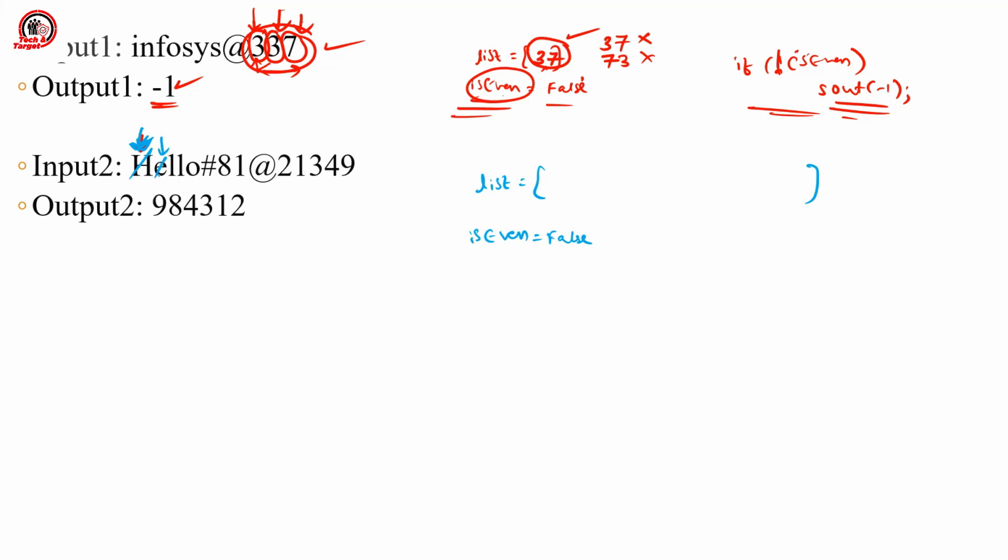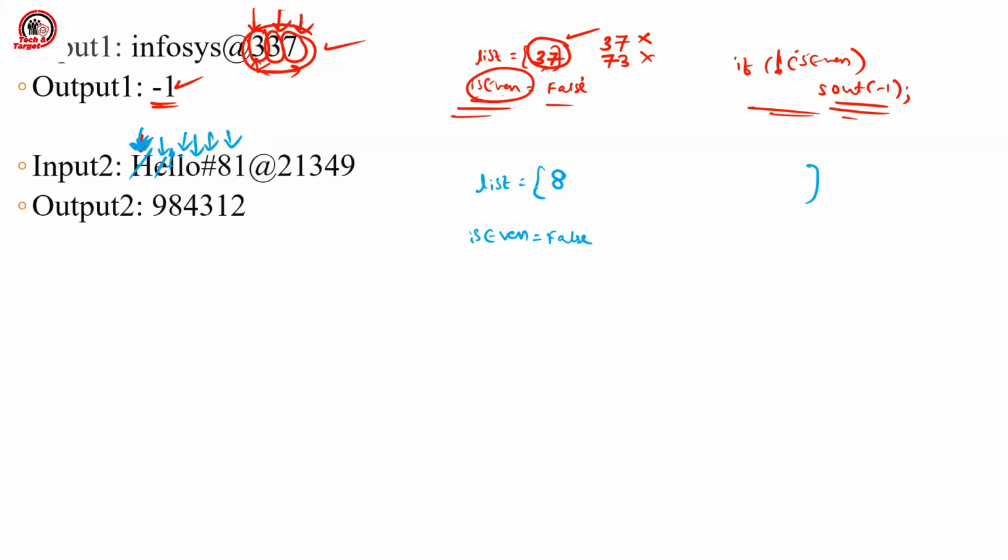This is also not a digit, so we will ignore it. Now we'll move on to L. L is not a digit, so we'll move on to the next character. The next character is again L, which is not a digit, so we'll move on. O is again not a digit, so we'll move on. Hash is again not a digit, so we'll move on to the next character. But the next character is 8. 8 is a digit. Now, whenever you come across a digit, what you have to do? You have to first check whether that 8 is present in the list or not. We see that 8 is not present in the list, so we will add that to our list.